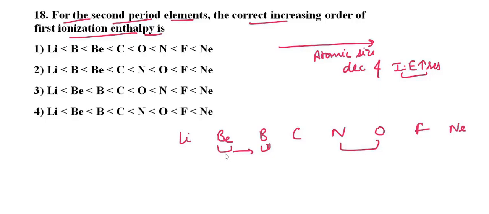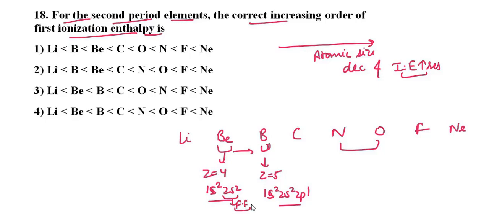See here in case of beryllium, the atomic number is 4 and the configuration is 1s2, 2s2. In case of boron, the atomic number is 5 and we can write the configuration 1s2, 2s2, 2p1. So when we compare these two configurations, then we can observe that it is easy to remove electron from 2p1 as compared to 2s2 because this 2s2 is fully filled.